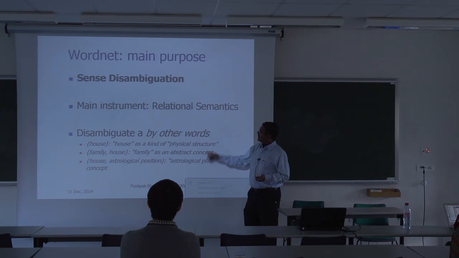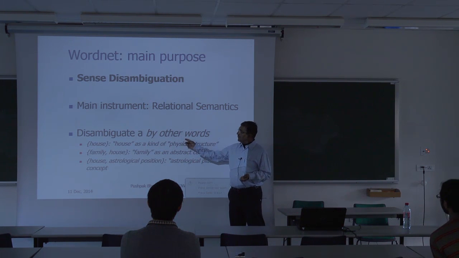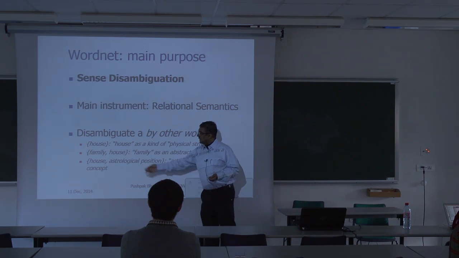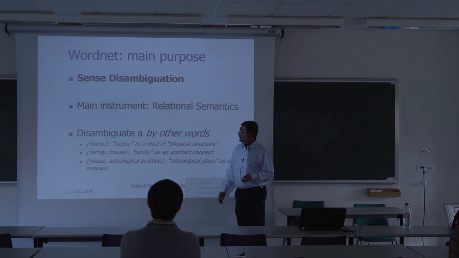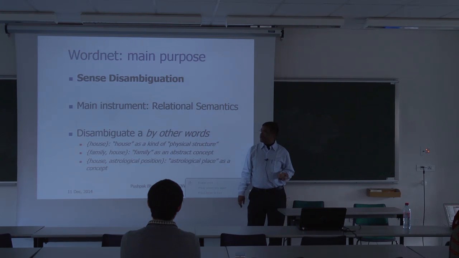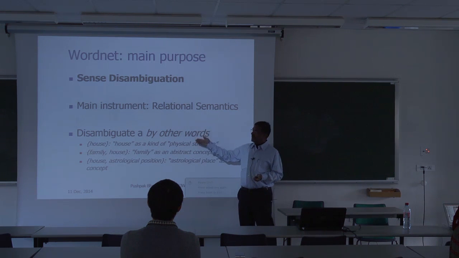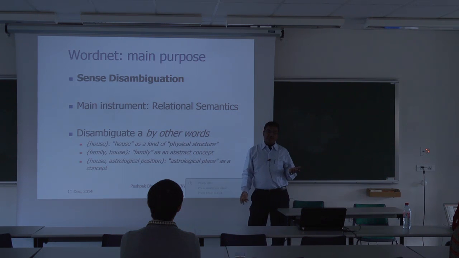Okay? So the main idea behind relational semantics is that we disambiguate a word by another word. So for example, if we take the word house, house is very ambiguous. Okay, I show here 3 meanings. House as a physical structure. Okay, the house was destroyed in flood, for example. That means a physical structure.